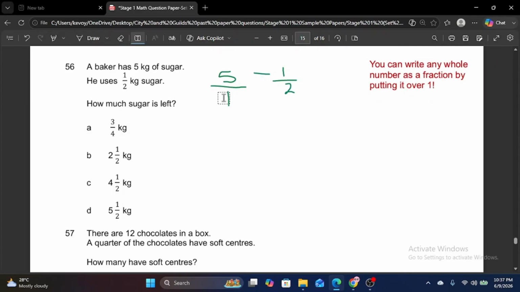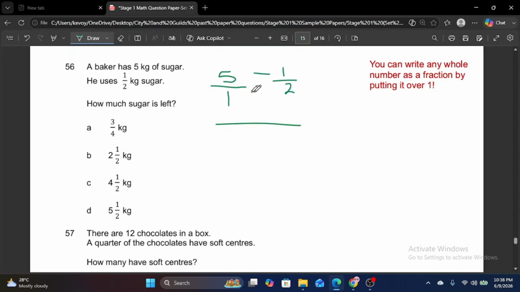Alright, so that's whole number 5. That whole number 5 right there, I just put it over 1. So now I have the 2 fractions that I'm subtracting. Because I have 5 grams of sugar, and I am going to take away a half of that. So subtracting, you have to ensure you have the same denominator.